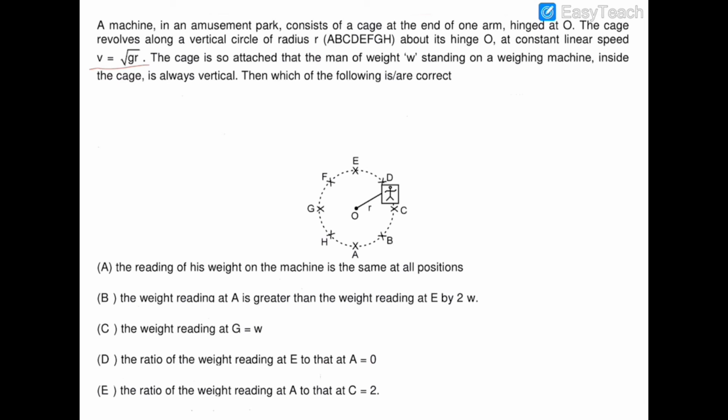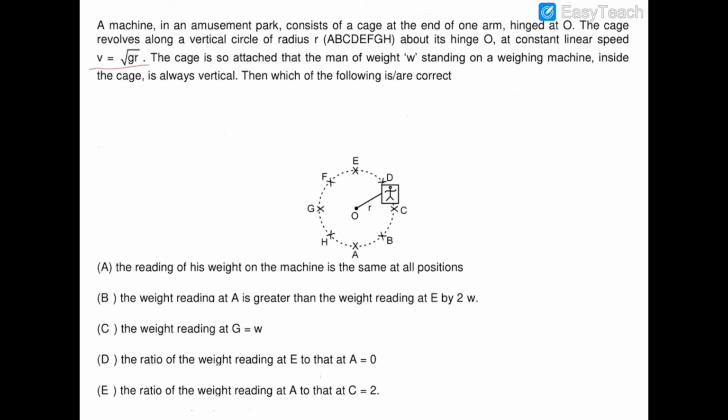The first option, the reading of his weight on the machine is same in all the positions, is absolutely incorrect, because there would be mv square by r altering the weights at the different points. Second option, the weight reading at A is greater than the weight reading at E by 2w.